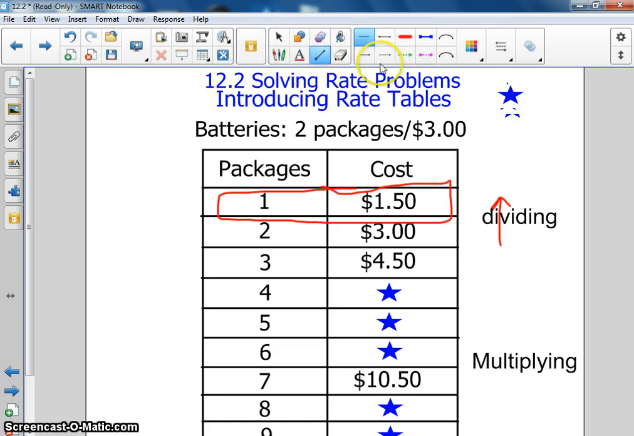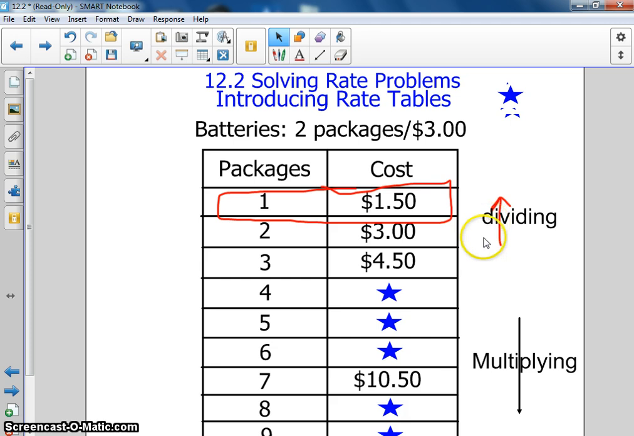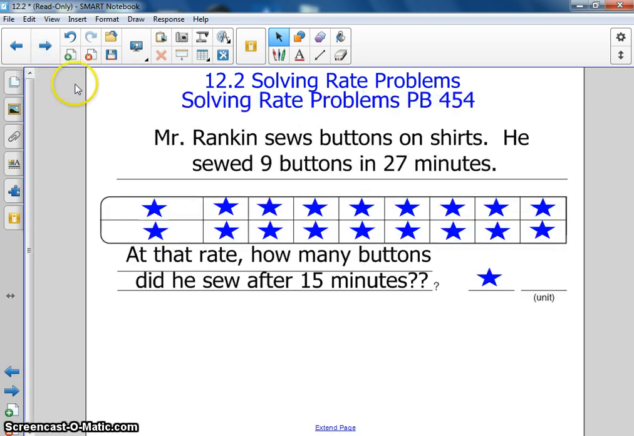So if it's going down, you're multiplying. If it's going up on this table, you're dividing. If it's making it smaller, you're dividing. If it's making a larger number, you're going to be multiplying on these rate tables.